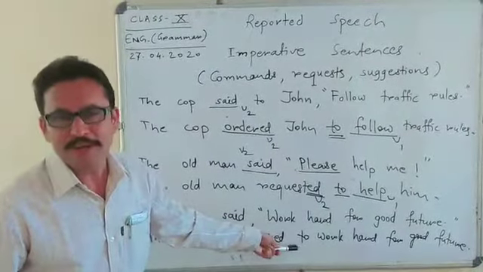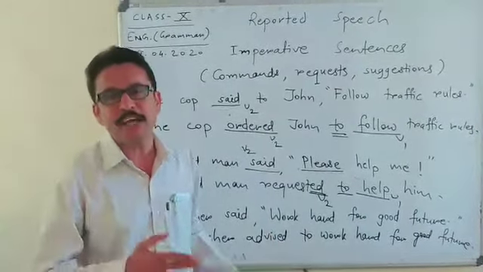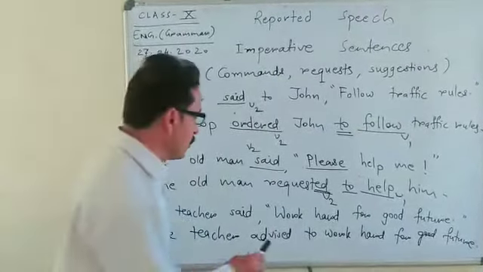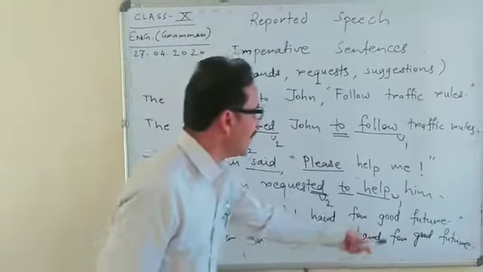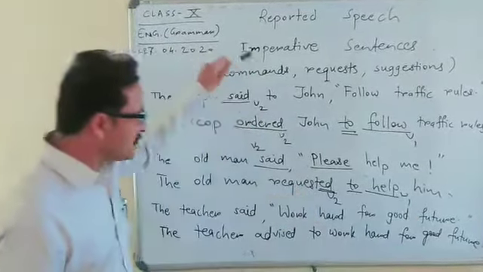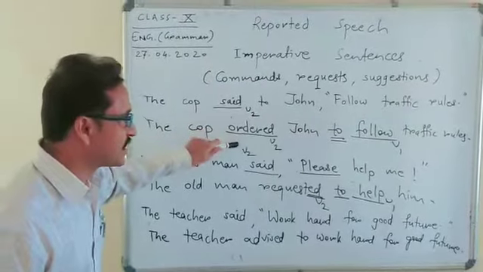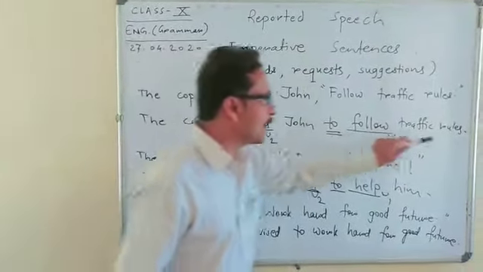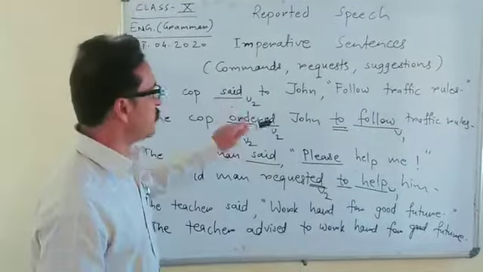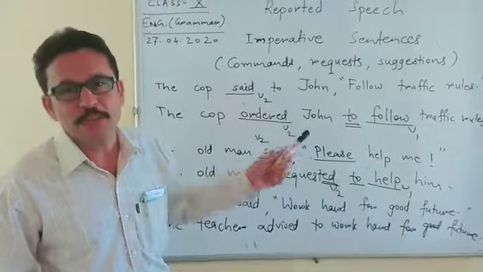I told you, and I repeat once again, that for imperative sentences in indirect speech, after the reporting part we use to, and after to, V1. The teacher advised to work hard for good future. And as you can see, in all the indirect speech sentences we have never used the double inverted comma. We only use a full stop. So dear students, in this way we should convert imperative sentences from direct to indirect speech.